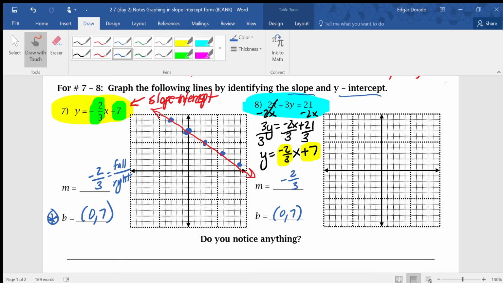But notice now that's the whole point of showing you this lesson. We can have something that looks completely different. Number 6, 7, and number 8 look completely different, but they are actually the exact same line.